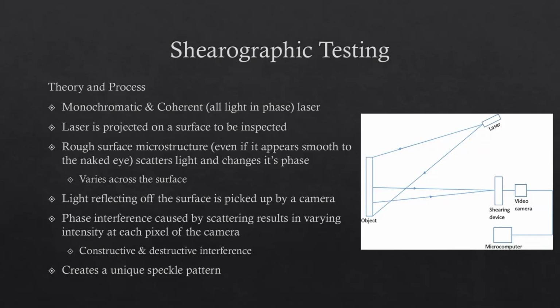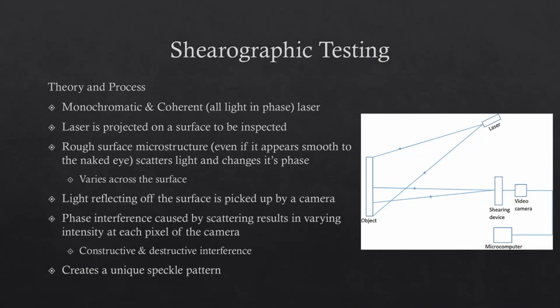Okay? But when it hits the object, the rough surface, the microstructure, even if it appears smooth to the naked eye, is going to cause some scattering of the light, just like we saw when we were looking at holography, right? The object beam in holography was scattered. It changed the phase. The same thing's going to happen here in shearography. And so now that light that comes off is no longer going to be coherent. It's no longer going to be in the same phase. And so we run it through what's called a shearing device, something that kind of separates the phases of light.